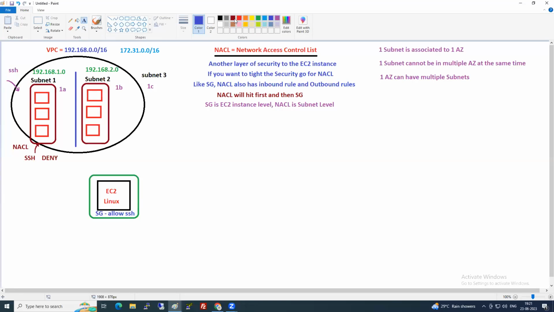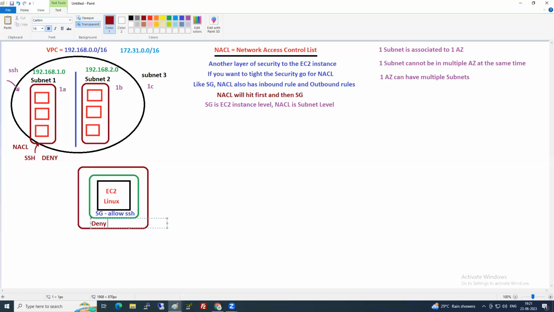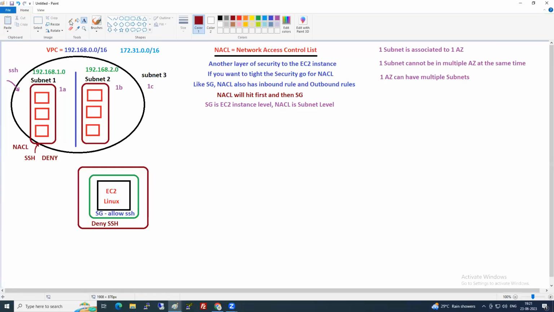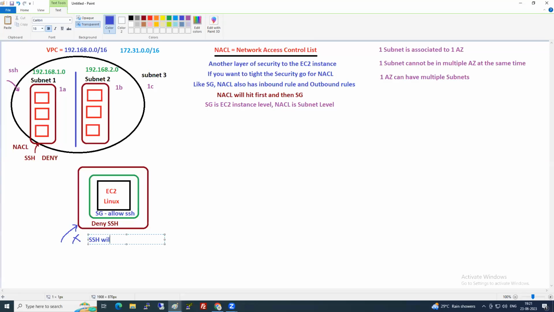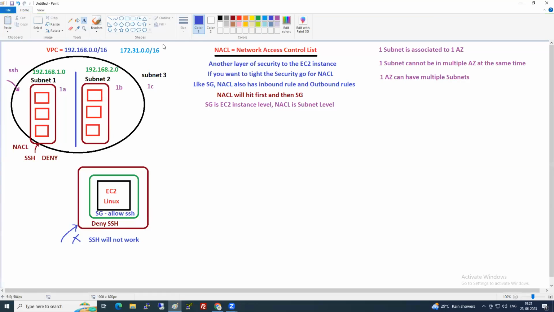And on top of it, what do I have? NACL. In the NACL, I went and denied SSH. Now tell me, can people log into the EC2 instance? Yes or no? No. SSH will not work. Because which will hit first? NACL will hit first.